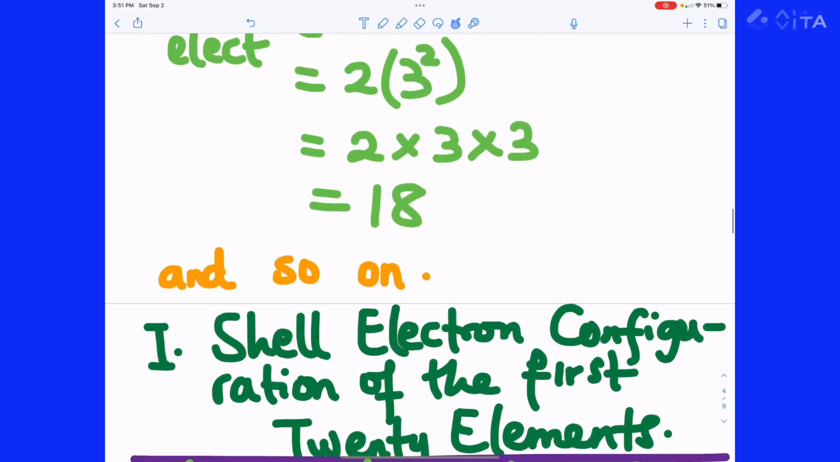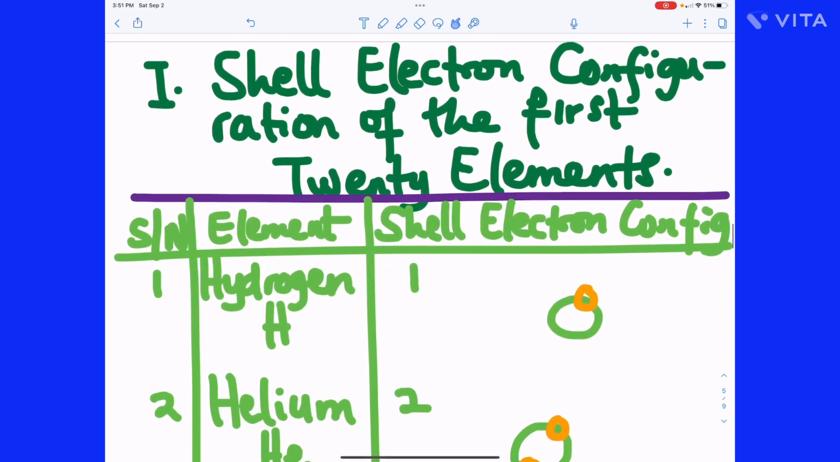So when you get to the fourth shell, to calculate the maximum number of electrons the fourth shell can hold, just do 2 times 4 squared, and that will give you 32, and so on. Let's go to shell electron configuration proper. We are doing it for the first 20 elements in chemistry. Element number 1 has atomic number 1, and its atom has what? 1 electron. 1 electron means that you have to put that electron in the first shell, and the first shell can take a maximum of 2 electrons.